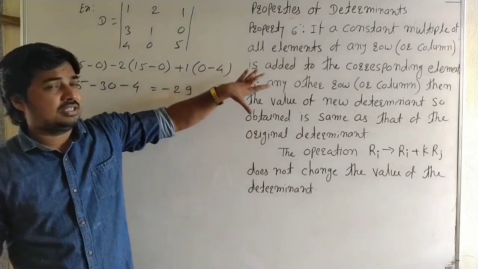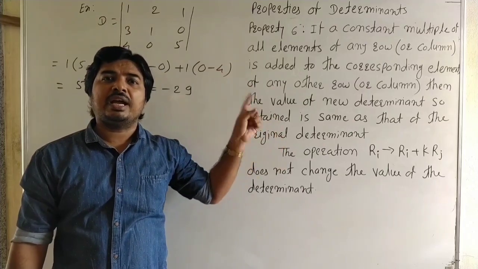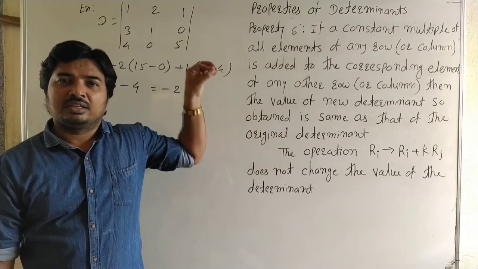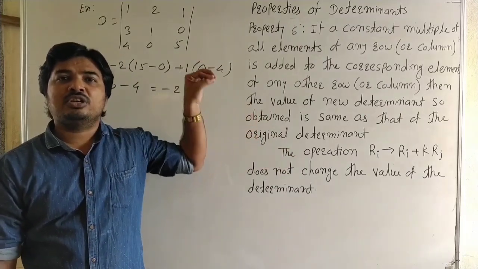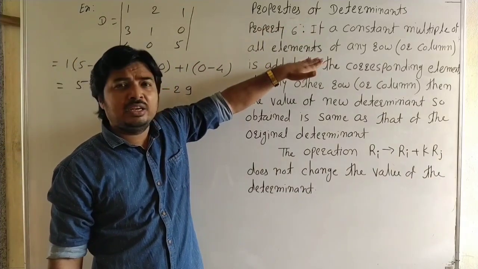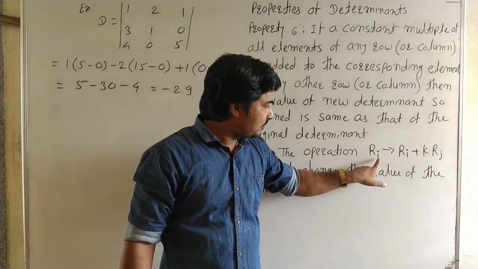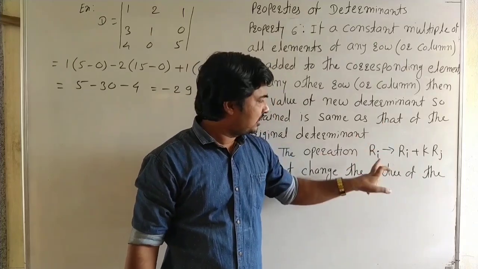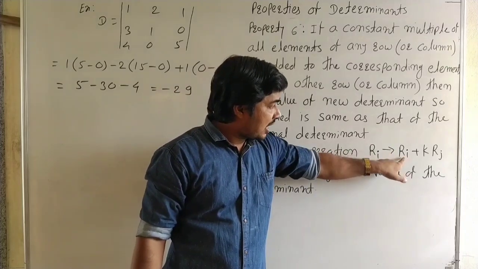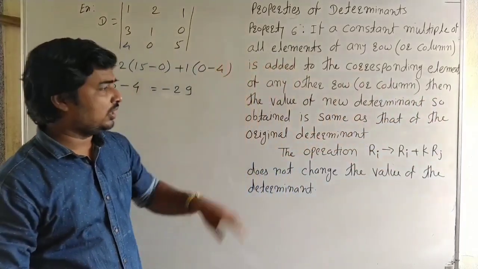Okay, and here the property says that a constant multiple of any row is added to corresponding elements in another row, then the value of the obtained determinant does not change. The calculation of this constant multiple of any row added to another row, we can write in the form: i is a row number 1, 2, 3, any one. Suppose we take 2, it is R2. Here R2 plus K into R1 or R3, any other row.